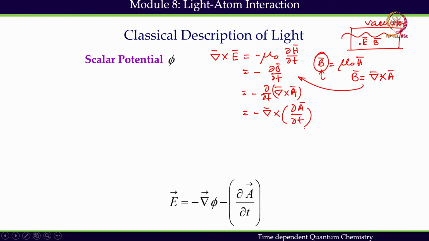Or in other words, we can combine these two, we can rewrite this as del cross product of E plus the time derivative of the vector potential equals 0. One can write it down. So, here is another interesting property showing up, and we are going to make use of that property of vector algebra.